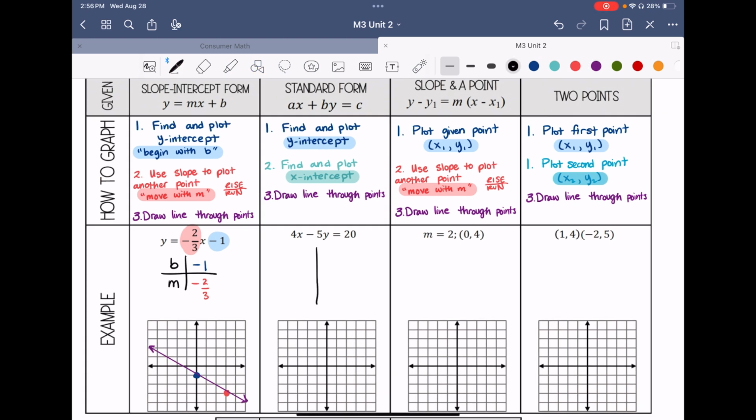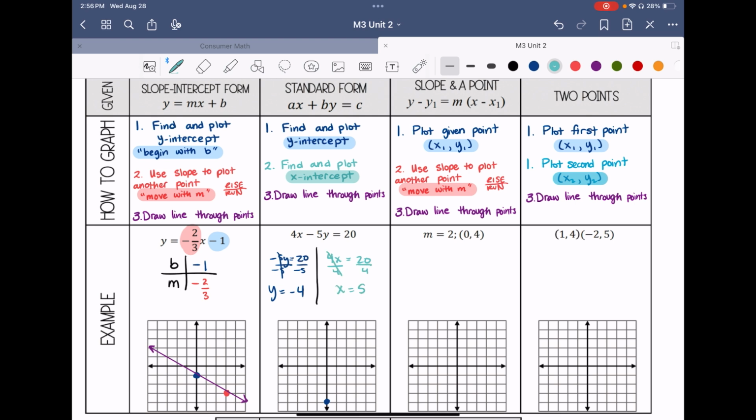Next up, graphing from standard form. I'm going to start by finding my y-intercept, which means I'm going to ignore my x, and I'm just going to solve for y. When I do that, I divide both sides by negative 5, and I get y equals negative 4. Then I'm going to do the same thing for my x-intercept. So I'm going to ignore y this time. 4x equals 20, divide both sides by 4, and x equals 5.